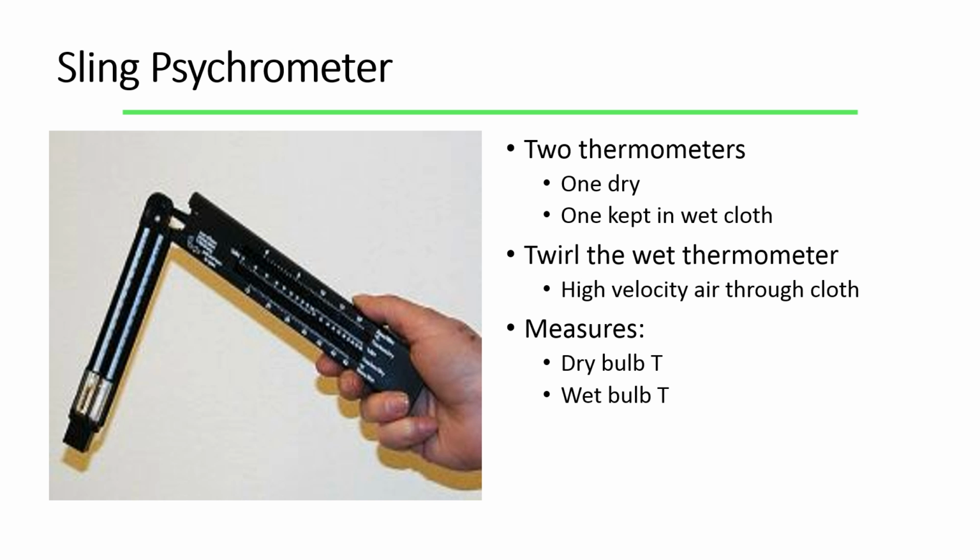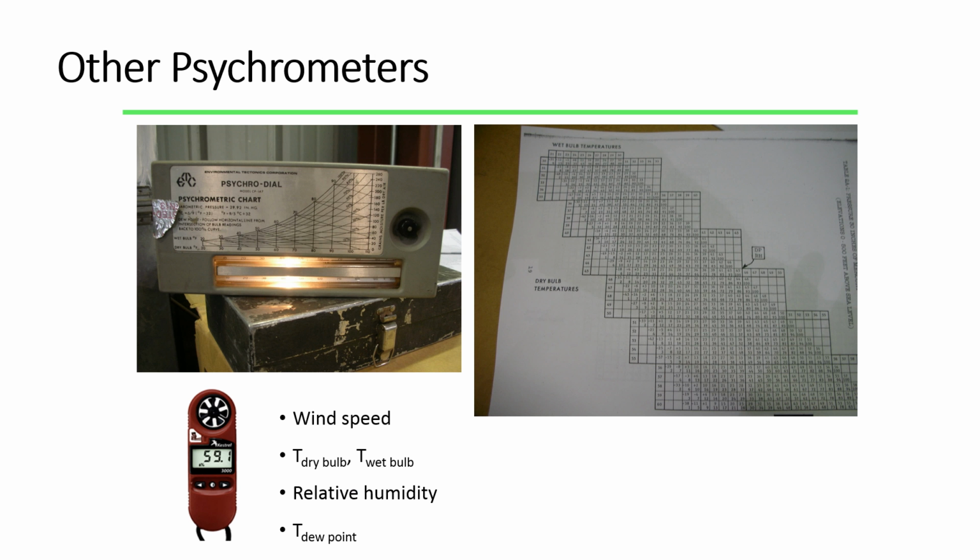Okay, so let's just look at a sling psychrometer. So you have two thermometers. One is dry and one is kept in a wet cloth. And then you twirl the wet thermometer at high velocity through the air, and then you measure the dry bulb and the wet bulb temperature. So that's one way to do it. There are some other psychrometers as well.